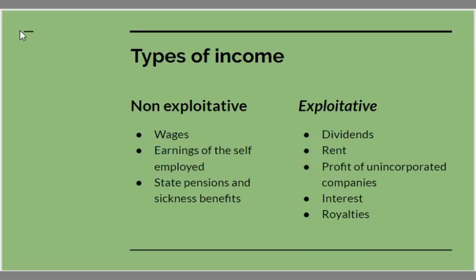So that non-exploitative incomes include wages, earnings of the self-employed, state pensions and sickness benefits. Now, it's true some very high level of wages move people who are nominally wage earners into the exploiting sections of society, but we'll leave that to one side at the moment. The exploitative forms of income are quite clear. They're dividends, which go to shareholders, their rent, which go to the owners of land and buildings. They're the profit of unincorporated companies. There's interest payments going to banks, and there's royalty payments going to the owners of patents, trademarks, and intellectual property.